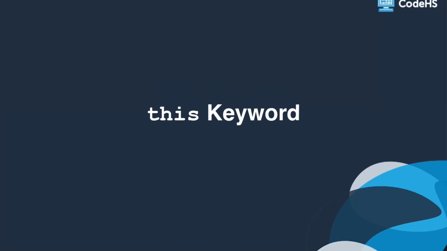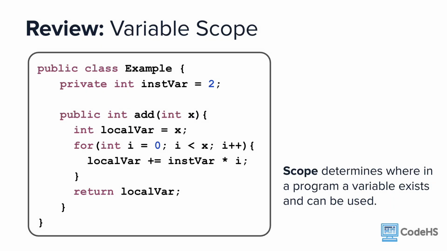Hi, in this video you'll learn about the this keyword. In a prior lesson, you learned a bit about variable scope. Scope determines where in a program a variable exists and can be used. In this example class, there are a variety of variables with a variety of scopes. Let's look at each one.